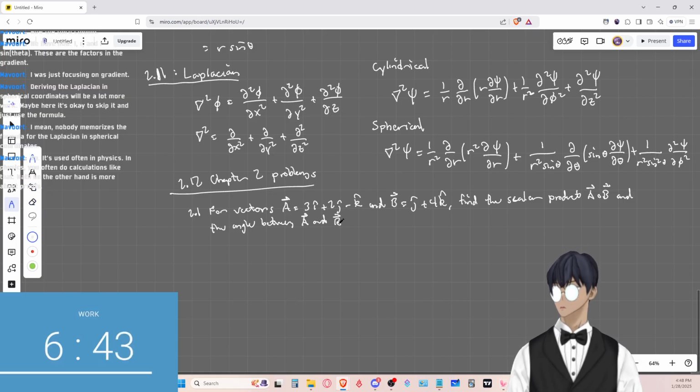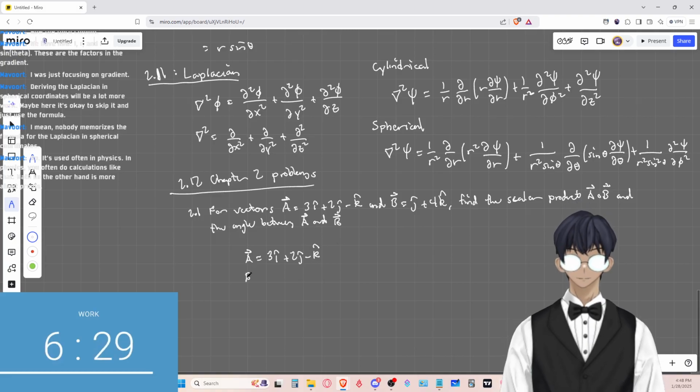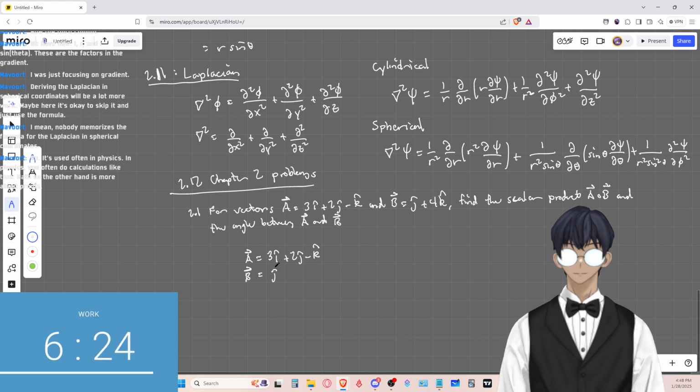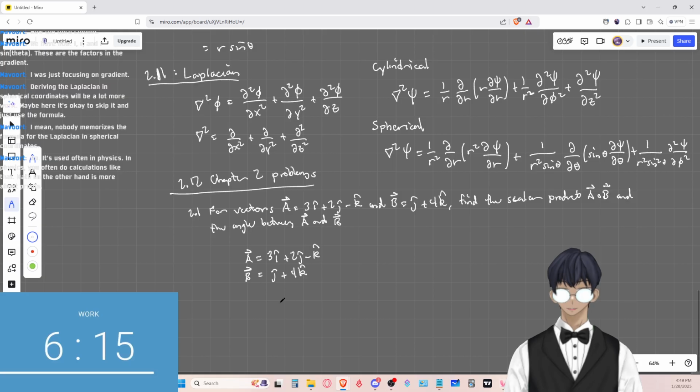Okay. I don't think this one is too hard. So they wrote it right, yeah. And then B is J plus 4K. Okay, take the scalar product, so that shouldn't be too difficult.